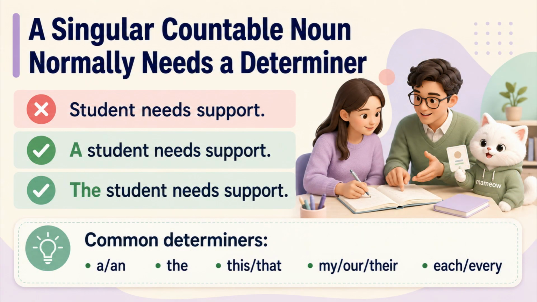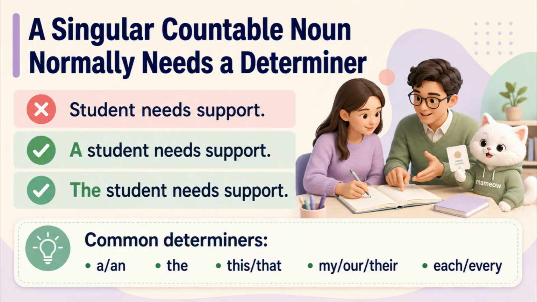A singular countable noun normally needs a determiner. A determiner tells us which person or thing we mean, whose it is, or how many we are discussing. "Student needs support" is incomplete in standard English because student is a singular countable noun.